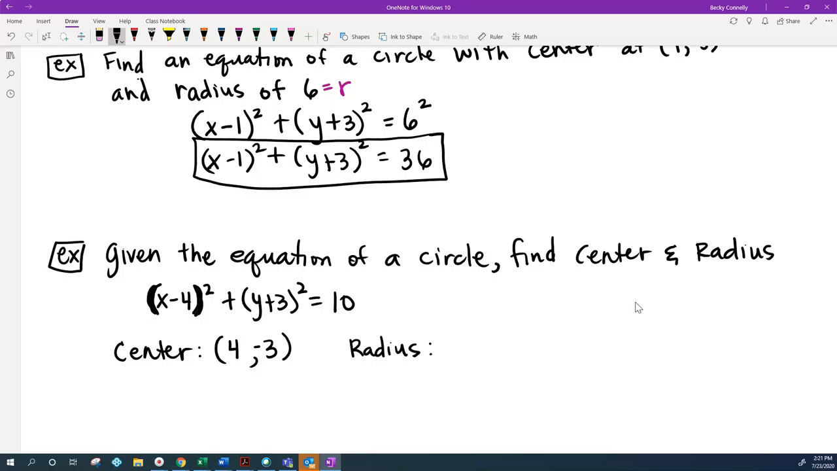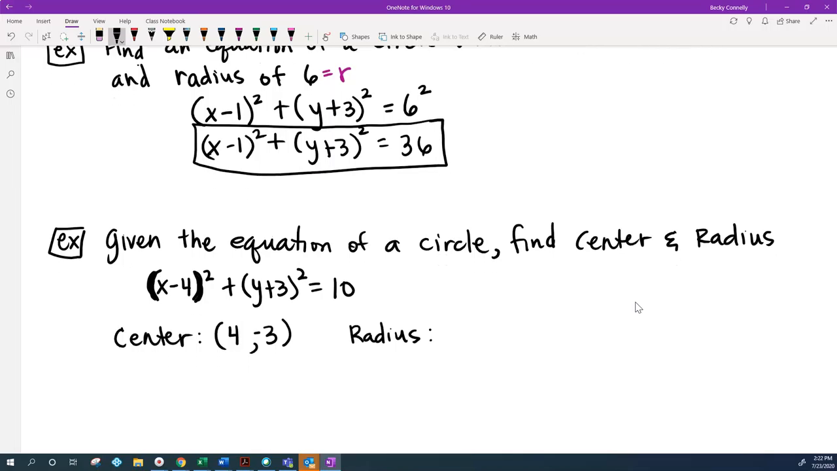Go ahead and try and type that into your chat also. Don't hit enter quite yet. What would the radius of that be? All right, 3, 2, 1, hit enter. Awesome. Yeah, you guys are saying square root of 10, right? And since you couldn't put the square root symbol in there, you could do a decimal approximation, which it looks like some of you did there, right?